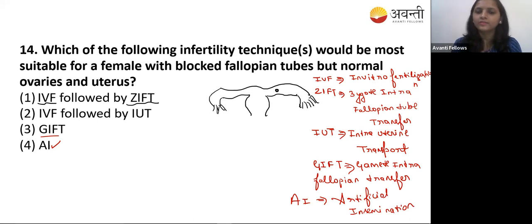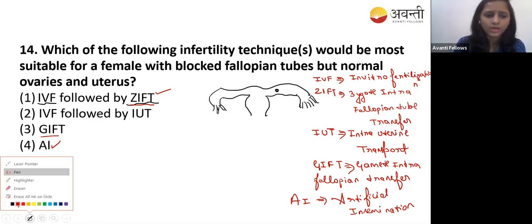Okay, which of the techniques can we do for this woman? IVF. So we are doing the in vitro fertilization in the laboratory condition. Then we are doing the ZIFT. Is that possible, guys? The fallopian tube is blocked here, right? So how can we do the ZIFT? ZIFT is nothing but the zygote which is formed in the laboratory condition, so that we are going to insert into the fallopian tube. That is not possible because here the fallopian tube has been blocked, right? So that is why we can't do option 1, right?